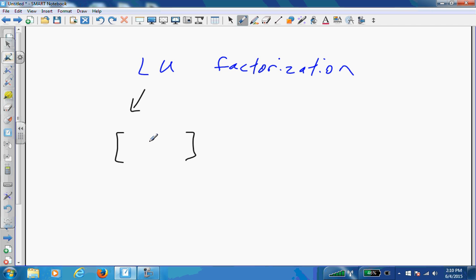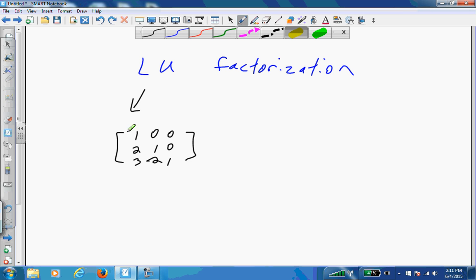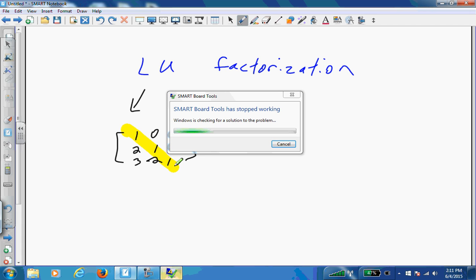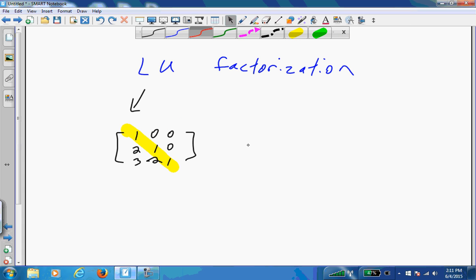let me make sure I'm telling you this correctly. We have ones down the diagonal, zeros on the upper, and then you can have whatever numbers in the bottom. So for the lower, we have ones down the diagonal.